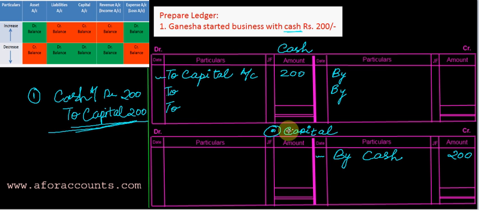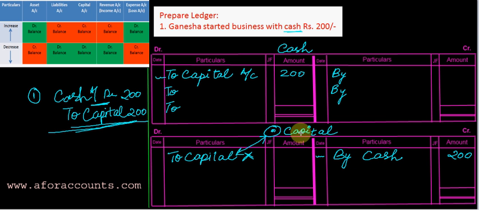Now coming to the capital account, cash account debit to capital. You will never write in capital account to capital. If you write here to capital, this is something wrong you have done. Don't make this mistake. In capital account you can never write to capital. So what is the account which has to be affected? It is the remaining cash account. So write here by cash 200.